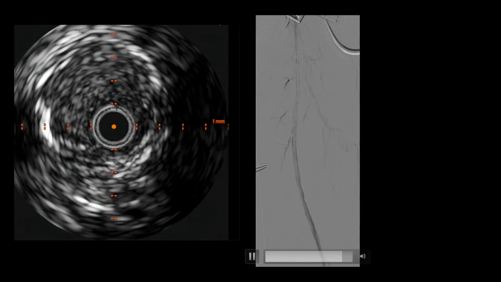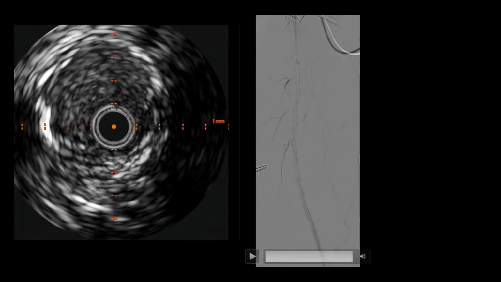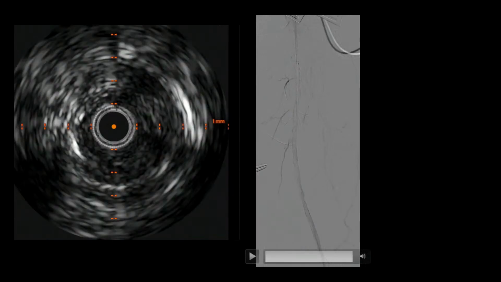Yeah. So we've noticed this as well. If I show you the angiogram, this is how the angiogram looks. Looks wonderful. Looks great, right? There's a wide open lumen. There's flow all the way down.